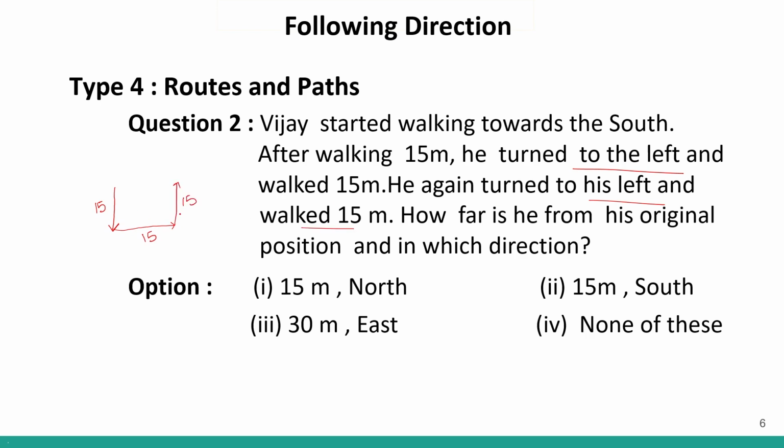We have to find out how far he is from his original position. So this point was the original position, and in which direction? With respect to the original position, he is towards the east. And how much? 15 meters. So the answer will be 15 meters towards the east direction. Do we have an option? No. So the answer will be option number 4, none of these.